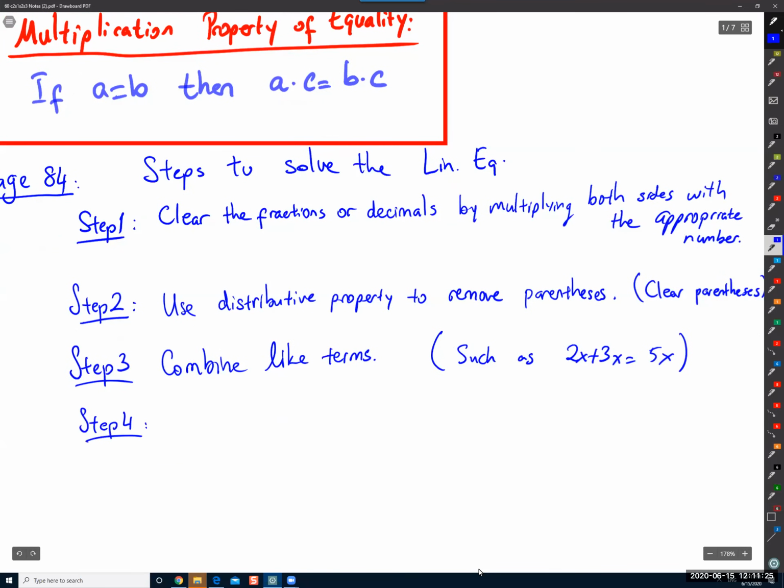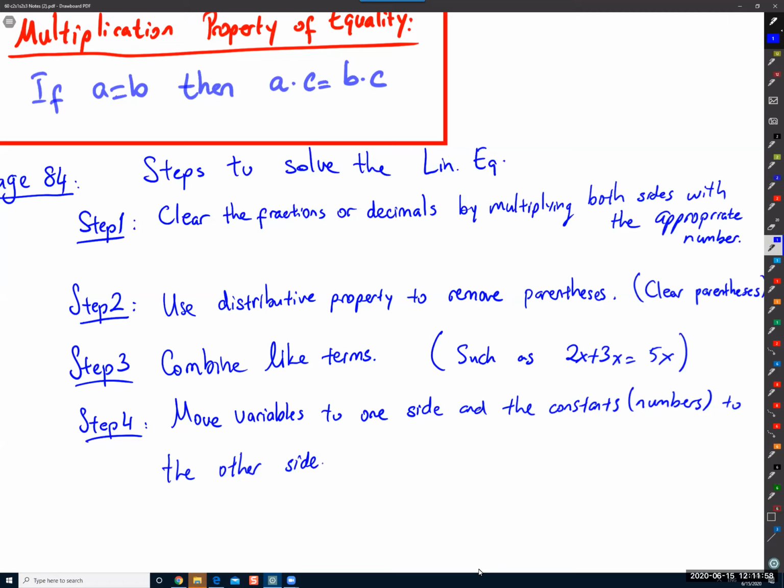Move variables to one side and the constants, which are the numbers, to the other side. Move the variables to the one side.